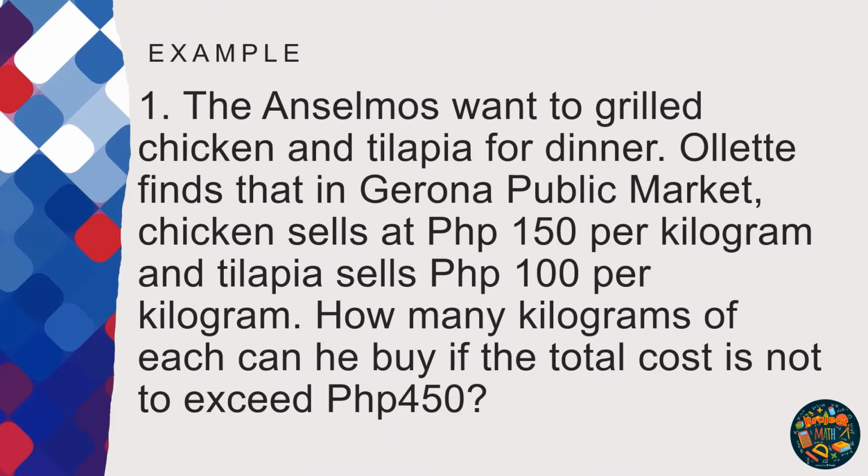Let's have our first example. The Anselmos wants to grill chicken and tilapia for dinner. Anselmo finds that in Herona Public Market, chicken sells at 150 pesos per kilogram and tilapia sells 100 pesos per kilogram. How many kilograms of each can he buy if the total cost is not to exceed 450 pesos?